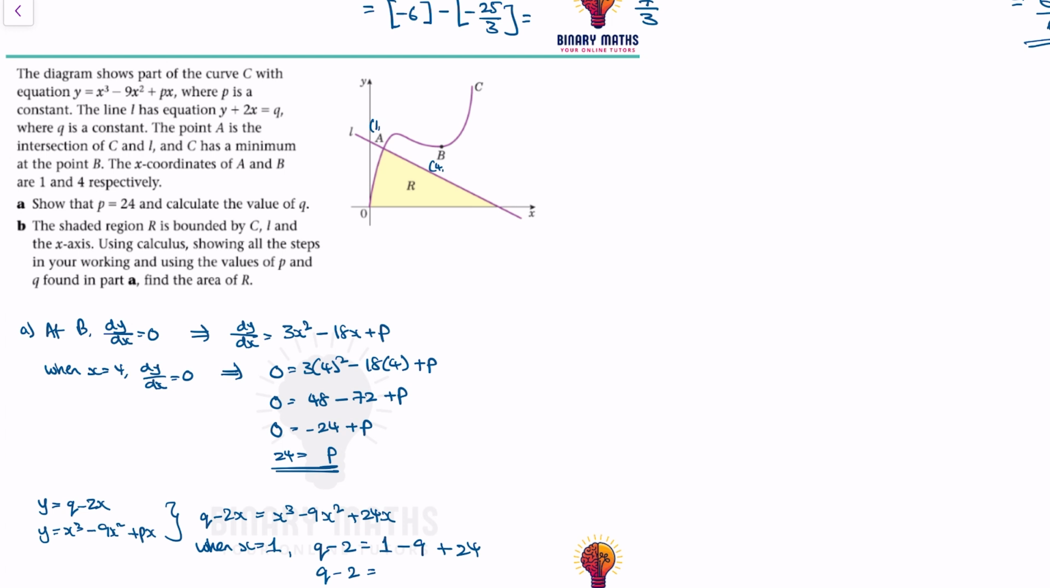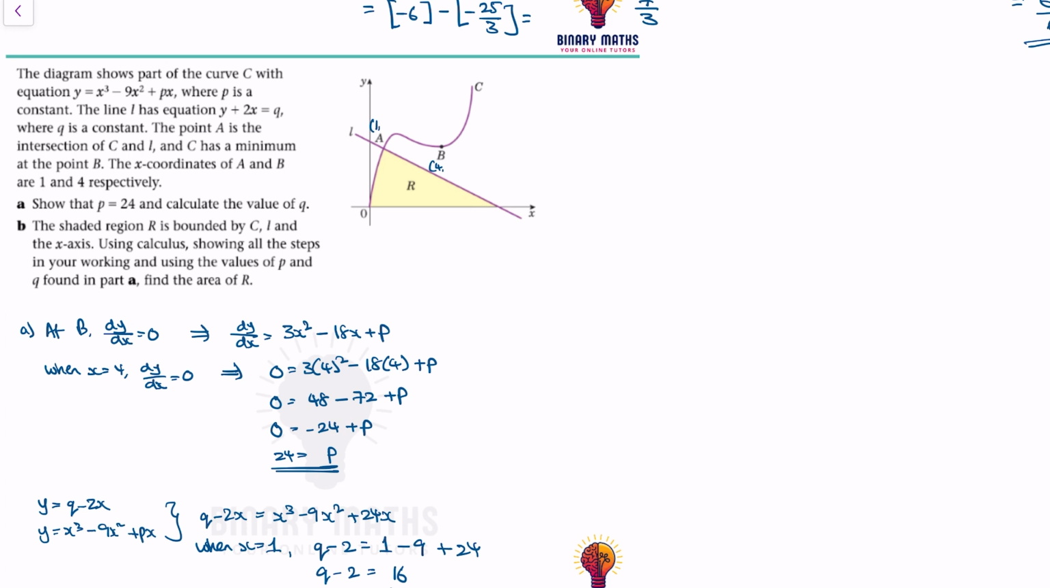25 minus 9, which is 16, which means q is equal to 18. Okay, so we found the value of q. Part B: the shaded region R is bounded by C, L, and the x-axis. Use calculus, showing all the steps in your working and using the values of P and Q found in part A, to find the area of R.